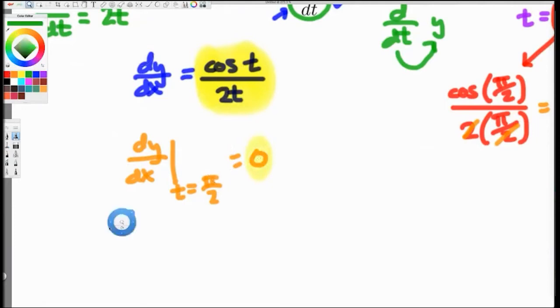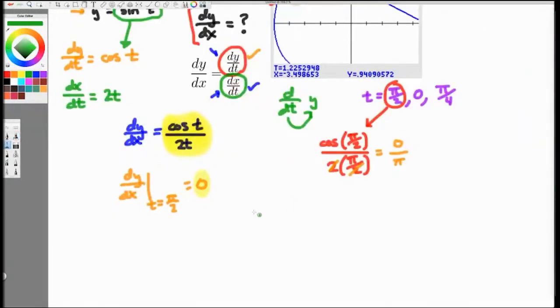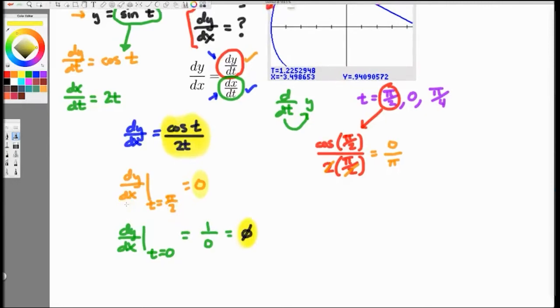Next, we're going to do the same thing with 0. If you plugged in 0 here, you get cosine of 0, which is 1. 1 over 2 times 0, which is 0. So you get 1 over 0. What is that? Undefined. 1 over 0 is not 0. You cannot divide by 0. It doesn't make any sense. How can you divide something up 0 times? You can divide a pizza up 2 times, 3 times, 4 times. You can't divide it up no times. What does that even look like physically?